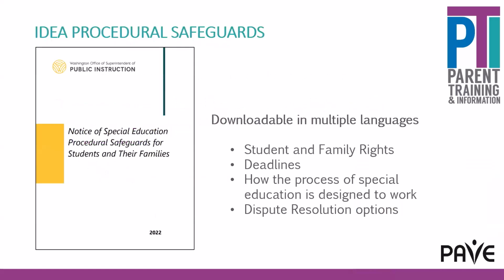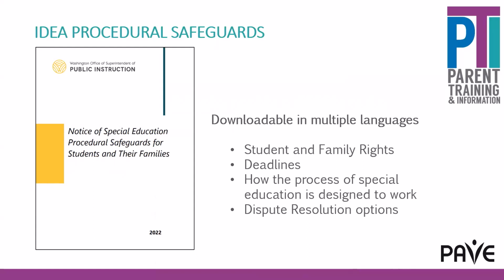Each time the family meets with the school to formally talk about a student's services, the school is required to offer a copy of the procedural safeguards. Washington State updated the procedural safeguards in 2022, so make sure your copy is the most recent version. Our state agency, OSPI, provides links to download a copy in many different languages. Find OSPI's link on the page where you click to watch this video.